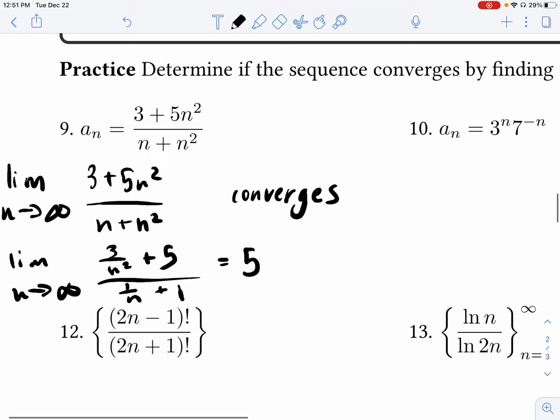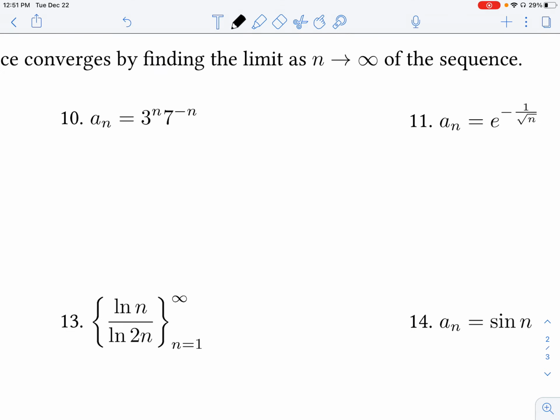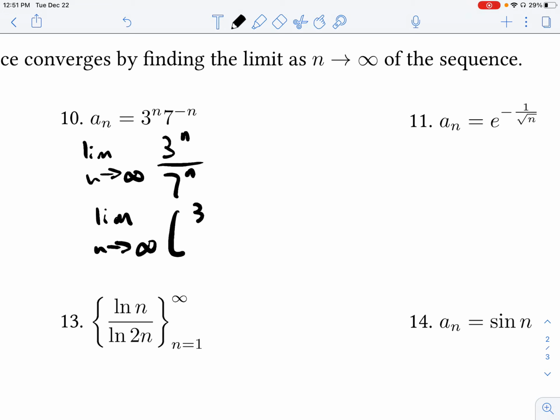Okay. Let's look at another one. Let's look at number 10 here. We're going to look at the limit as n approaches infinity, and I'm going to rewrite this because it'll help me see the limit a little more easily. We've got the limit of the function 3 to the n over 7 to the n. If we use our power properties, this is the same as 3 over 7 raised to the n power. And if we think about it that way, clearly this has got to be equal to 0. As n gets larger and larger, any fraction that's less than 1 raised to an infinite power is going to get closer and closer to 0. So this also converges.